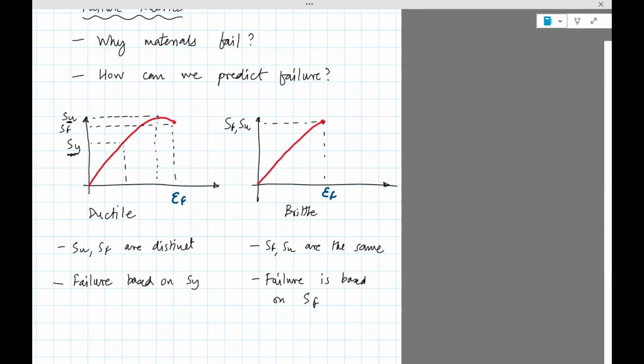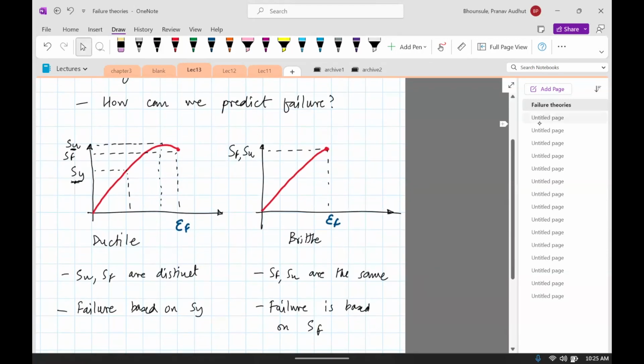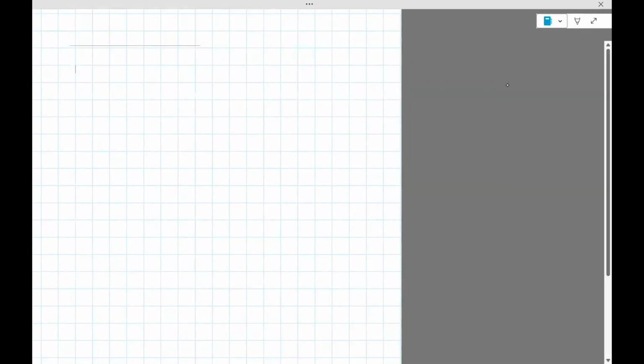Maybe it's a safety measure. If you put it in an element where it will fail and give you a warning that other things are going to fail, maybe you would want to put a brittle material inside your design. But most of the time, you don't see too much brittle material going into your design. So we are going to look at theories of failure for brittle and ductile material.